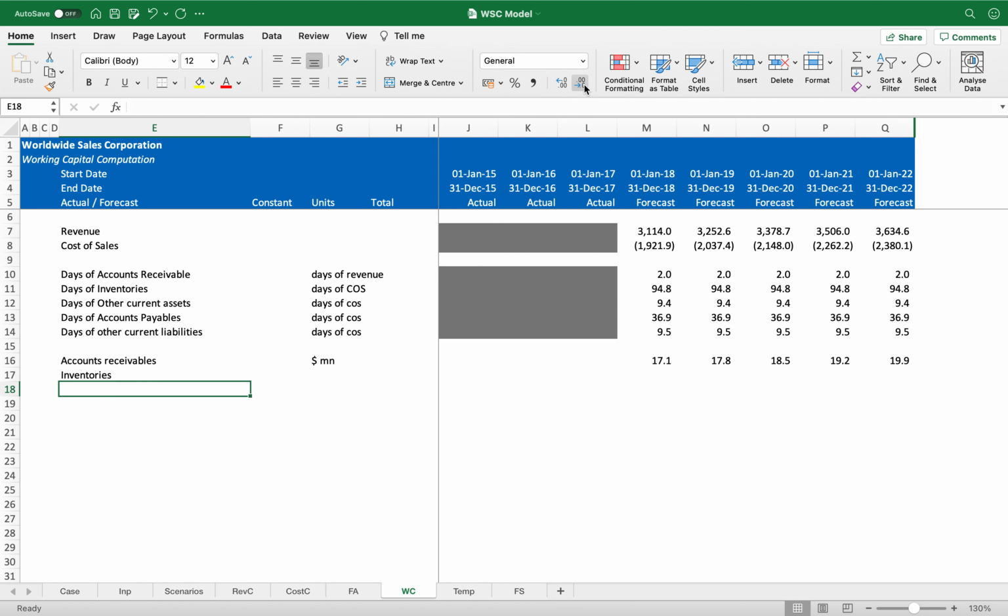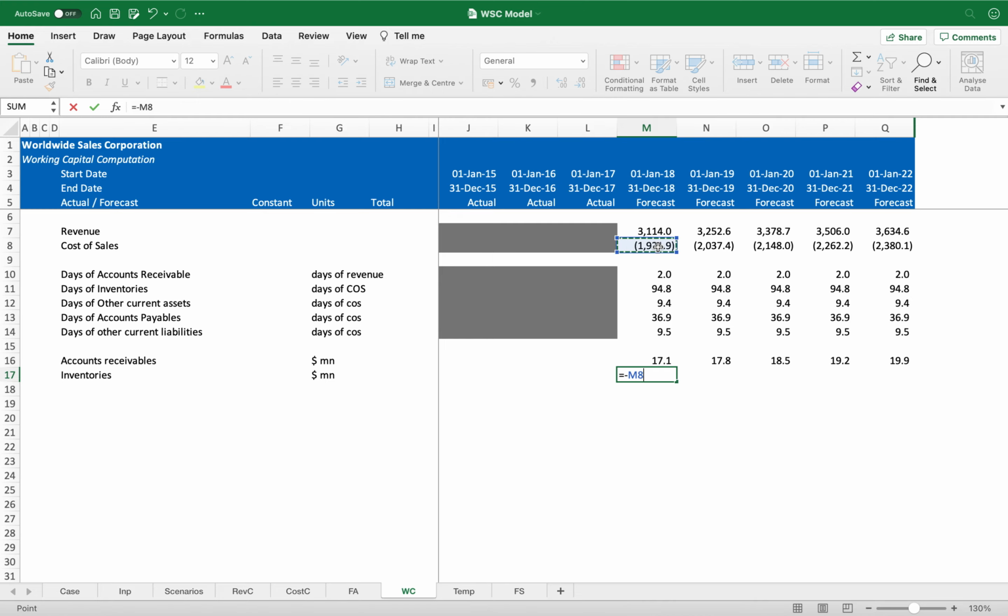Similarly, let's find out the amounts for inventories in millions of dollars. Again, the base should be cost of sales now. Cost of sales multiplied by 94.8 days divided by 365. Now you might be wondering, why am I again and again writing down 365 when in the first session, when we were talking about attributes of good modeling, we said minimum hard coding. So this should be avoided. Definitely it should be avoided. So if you want to avoid typing down 365 manually again and again, then what should you do?